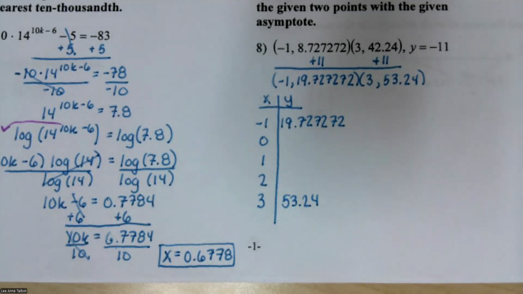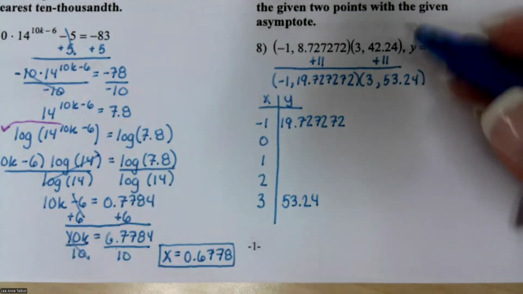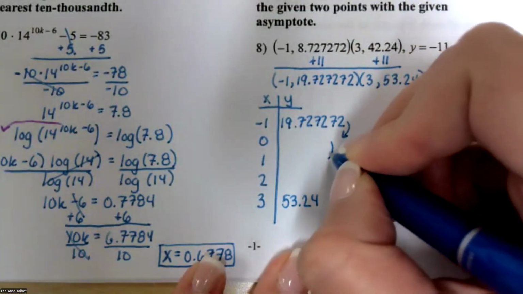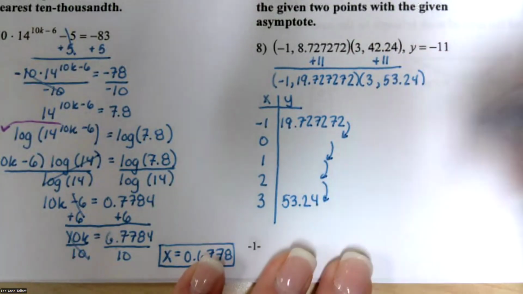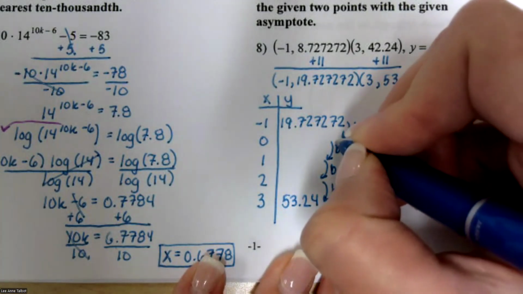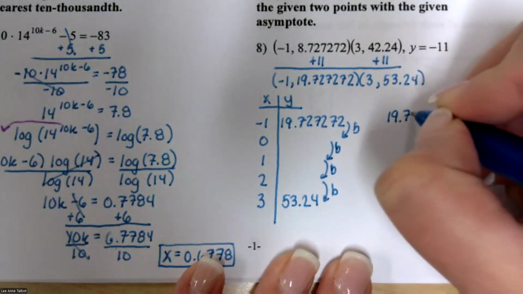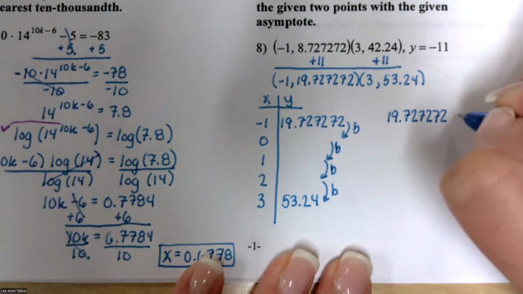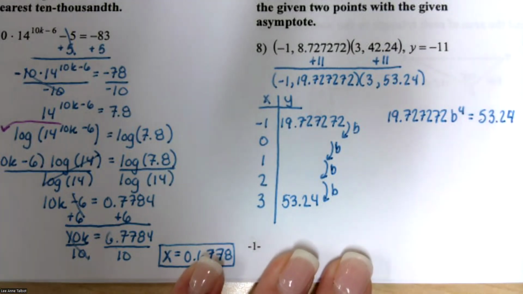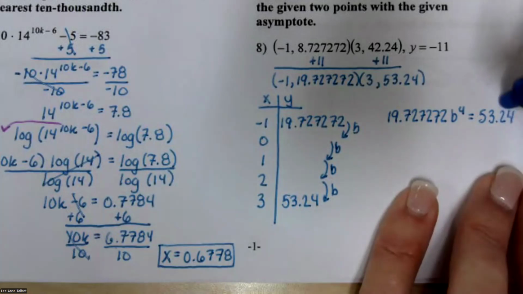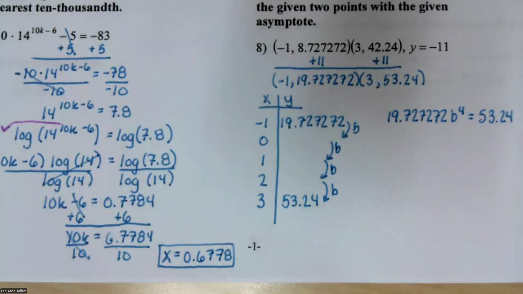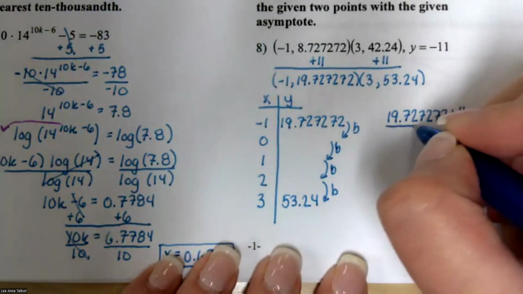Okay, so I undid the asymptote. I made the table. Now I need to count how many B's it takes to get from here to here. So 1, 2, 3, 4. 19.727272 B to the fourth equals 53.24. Okay, divide first.